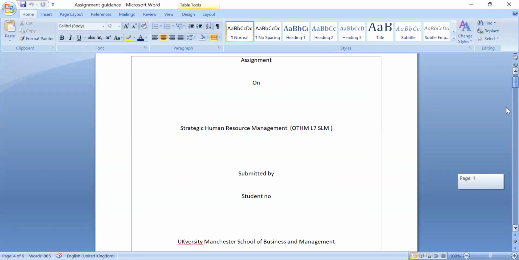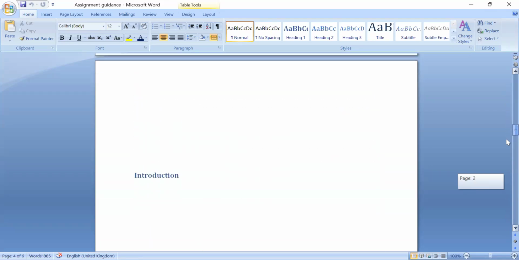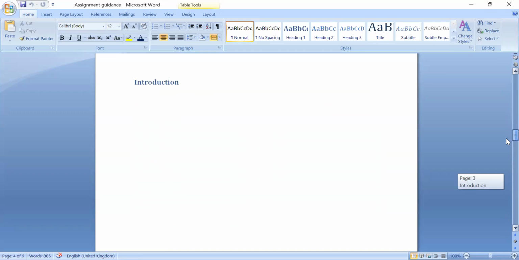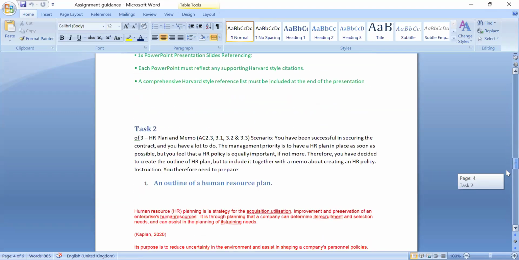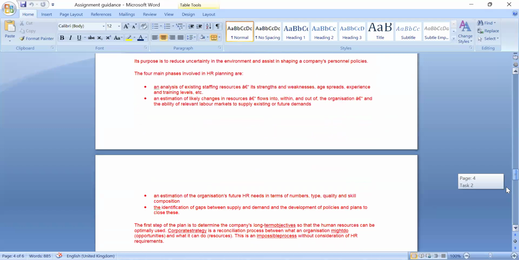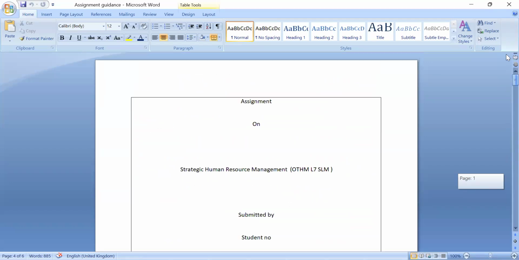So please include a cover page, content page, introduction, background, and scenario. You can pick a little from the scenario itself and then do task one, which is the PowerPoint presentation, then task two, and then task three. That's the way you can structure it. If you want to submit one file, you can as well. That also helps you achieve all the learning outcomes. We have the sample assignment available on the Moodle page, so please follow it and go through things accordingly.